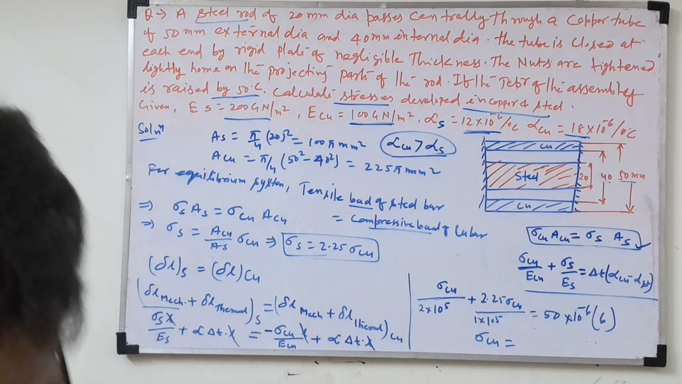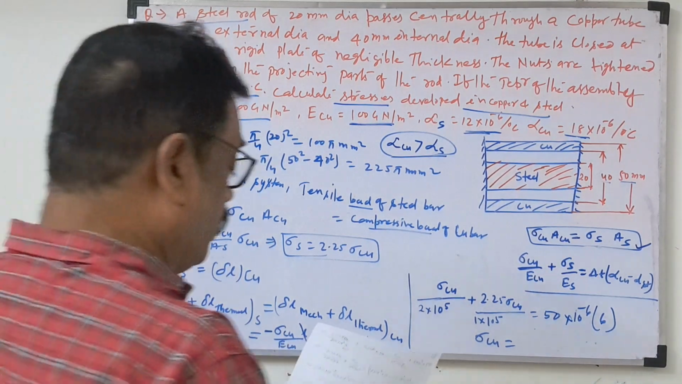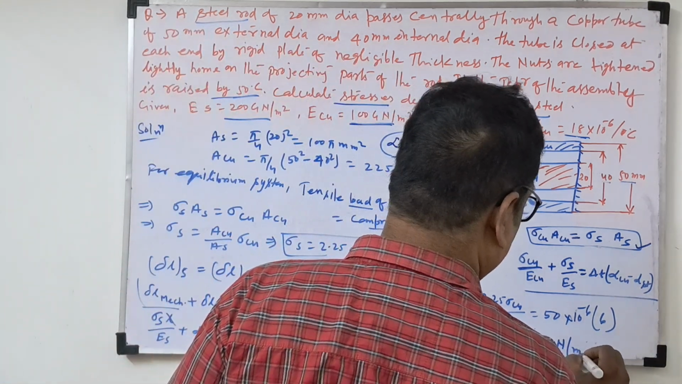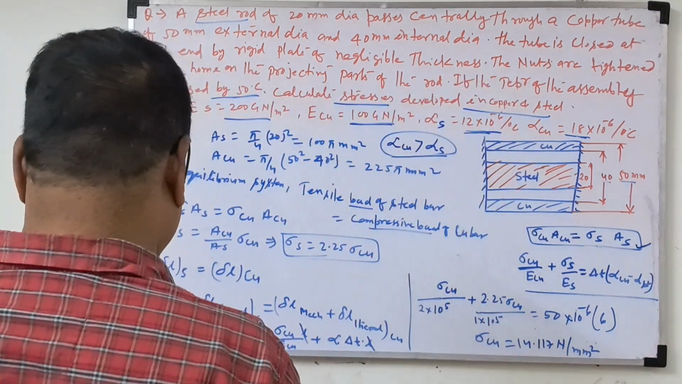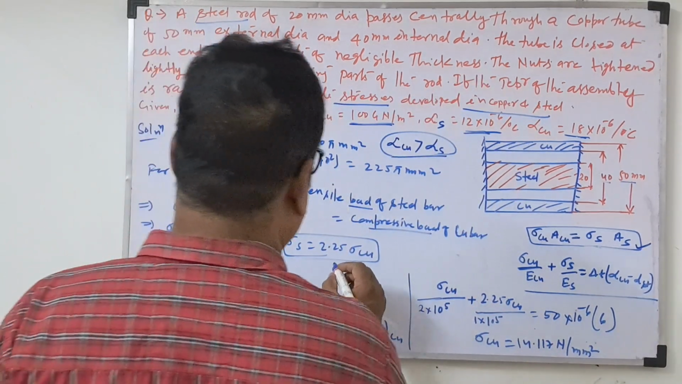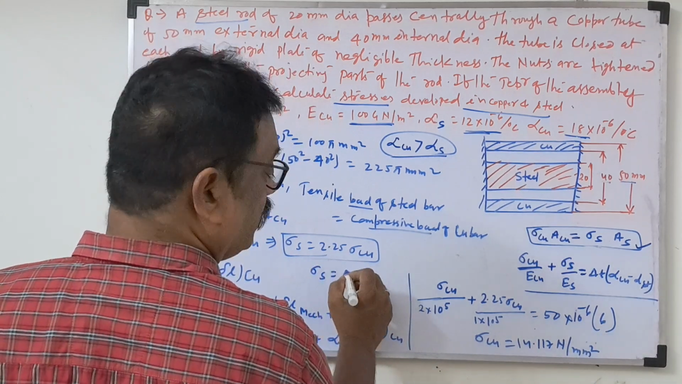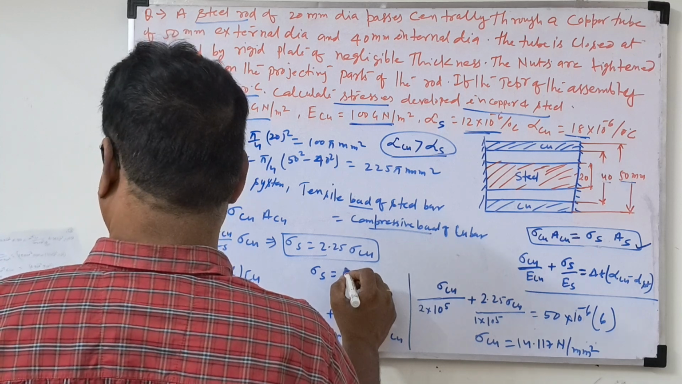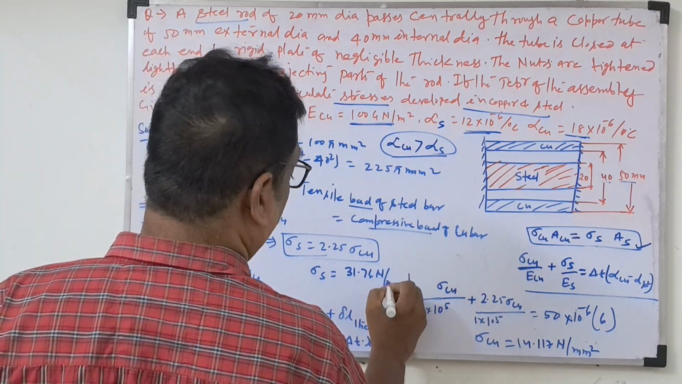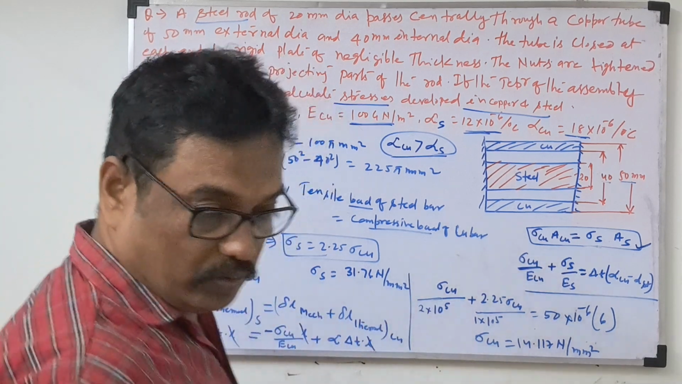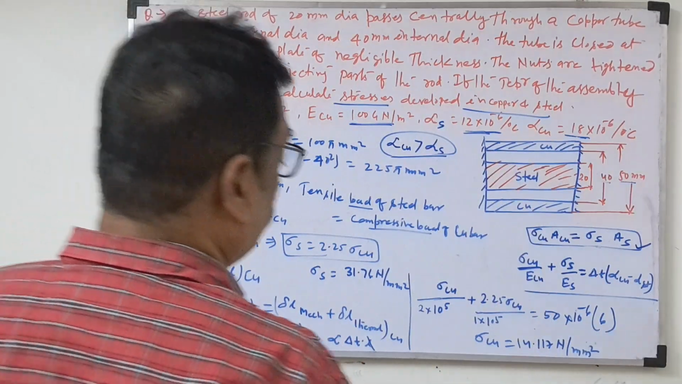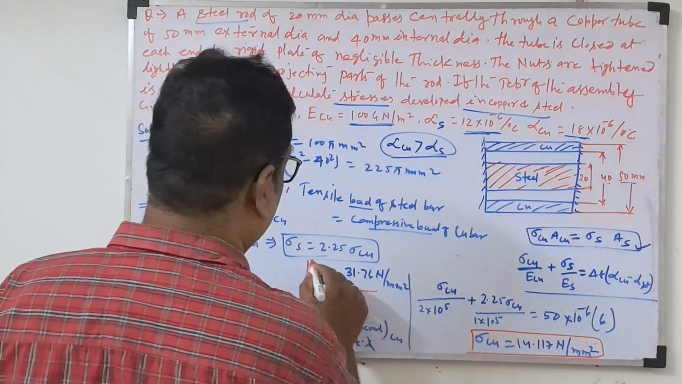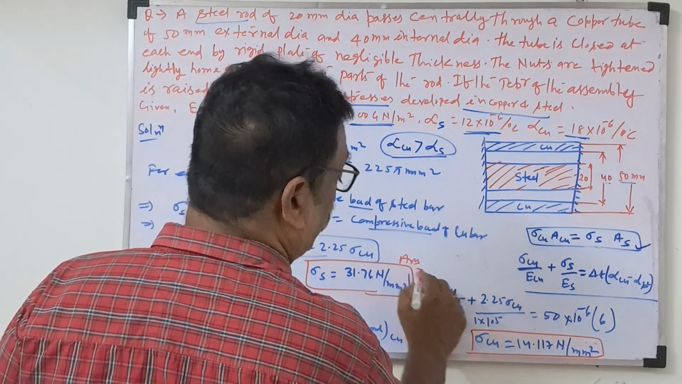What value is coming for sigma Cu? Just I will write here 14.117 Newton per mm square. Now if we substitute this value here, the value of sigma S is coming 31.76 Newton per mm square. So these are the answers: the stress for copper and the stress for the steel. These two will be the answer for this.